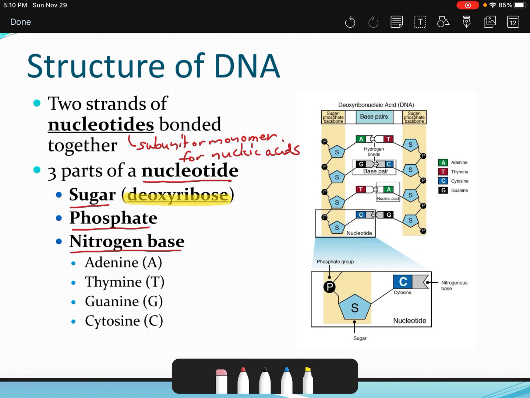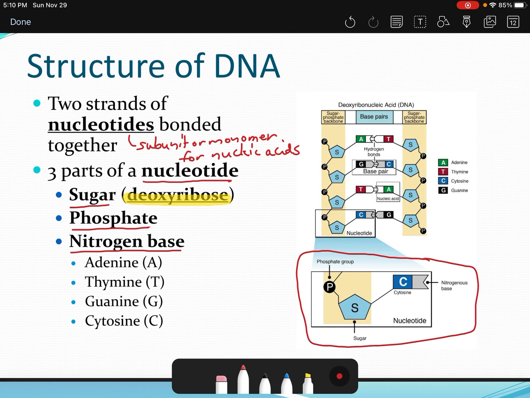Okay, so here we have one nucleotide right here. It's made up of a sugar, a phosphate group, and a nitrogen base. In this case, it's cytosine. So we would call this a cytosine nucleotide. It's named after whatever base is attached to it. But you can see that DNA is made up of 2 strands of these nucleotides all bonded together. Okay, so here are all these nucleotides, and they're bonded together.